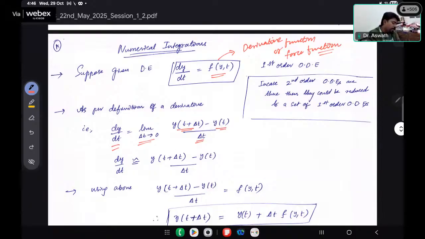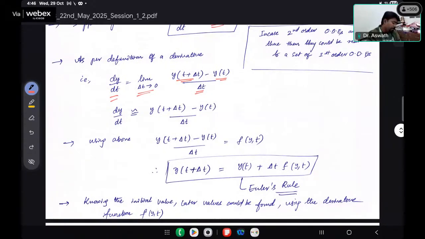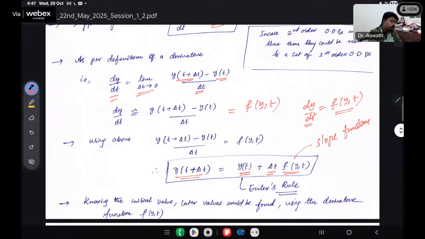Now let's do some rearrangement. The rearrangement is: this is equal to f of y comma t. The function value at later times is equal to the function value at older times plus some step size delta t multiplied by the derivative function. By the way, dy by dt equal to the derivative function means what? On the left hand side is a derivative, a slope. So f of y comma t is a simple slope function.